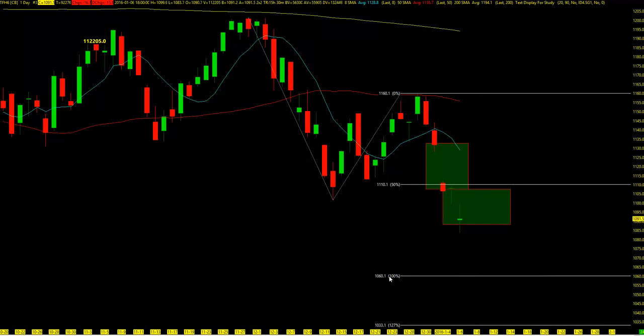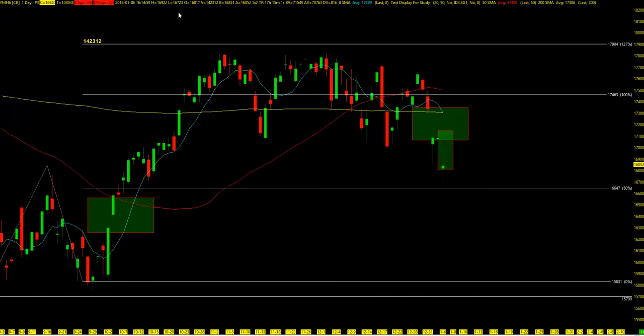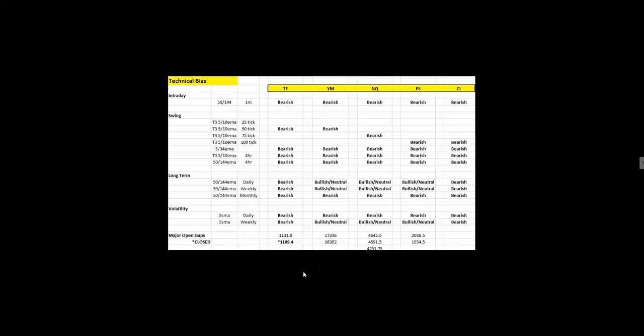YM, again, same picture. We're leaving some open gaps up above. But it's this open gap that we have not closed out down here. And again, the technical bias on my charts that you see posted each morning, we have a 16,302 that we need to come down here and close out before I believe this market will eventually run up and rally and do well.